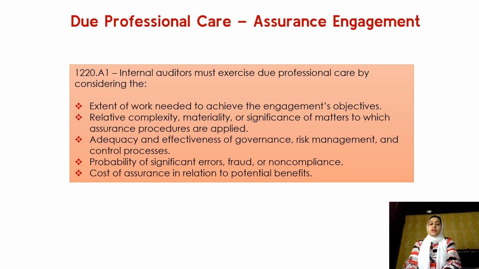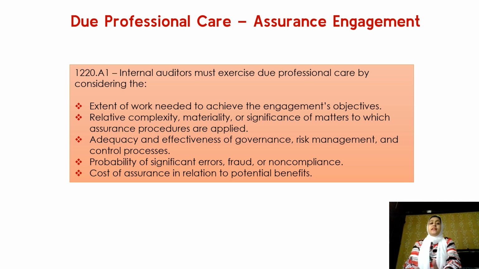Now, in applying due professional care in an assurance engagement, five points are very important. The extent of work needed to achieve the engagement objective. Secondly, the relative complexity, materiality and significance of the matter to which assurance procedures are applied. Thirdly, adequacy and effectiveness of the GRC processes. Fourthly, probability of significant error, fraud or non-compliance. And lastly, cost of assurance in relation to potential benefit. These five points are very important because questions may come from this area in the exam.